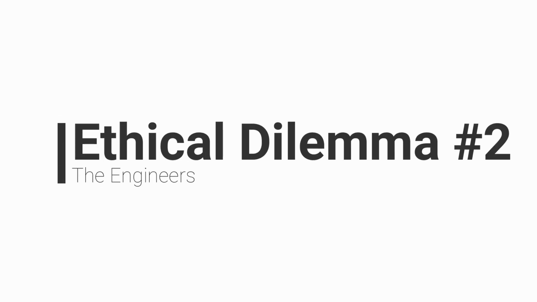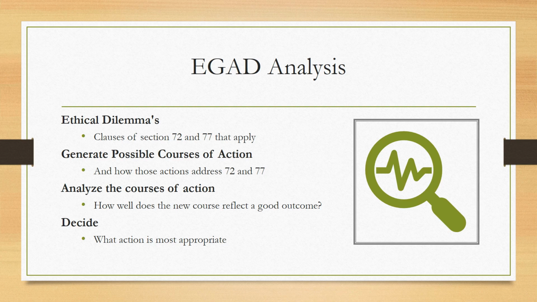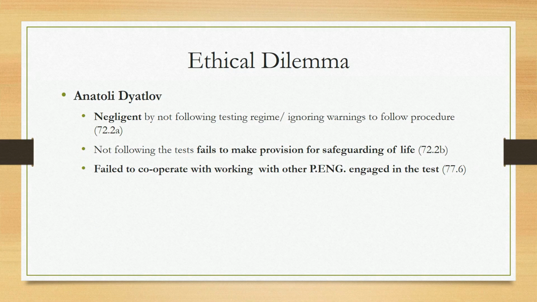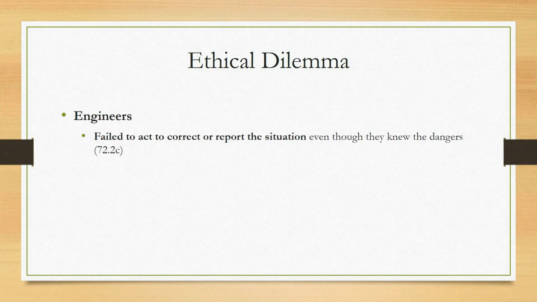This brings our second ethical dilemma. Once again, we will use EGAT analysis to analyze this situation. Chief Engineer Dyatlov broke sections 72.2a, 72.2b, and 77.6 of the Ethics Code. He was negligent, he failed to make a provision for safeguarding life, and he failed to cooperate with his co-workers. Dyatlov's staff broke section 72.2c of the Ethics Code, as they failed to act to correct or report the situation even though they knew the danger.